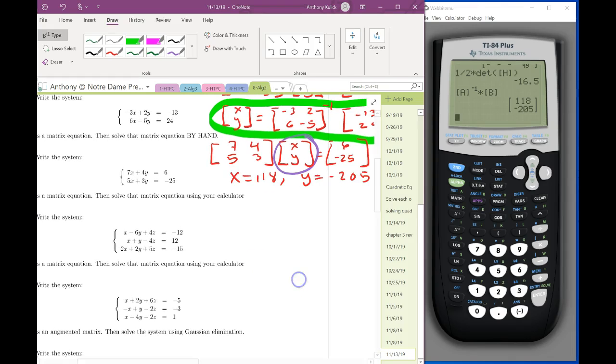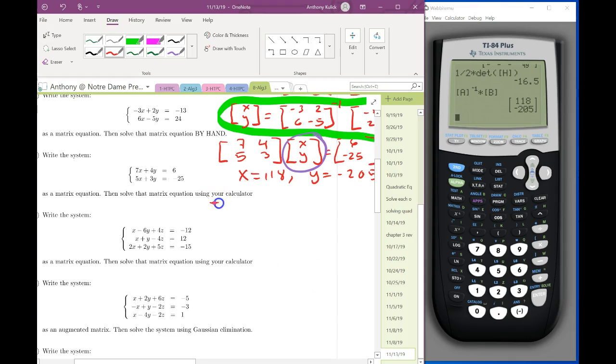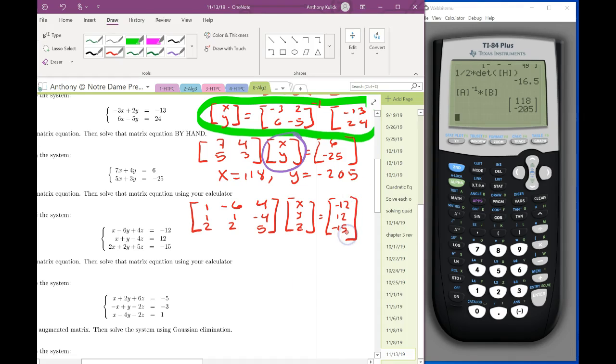All right, so again, we're asked to write this as a matrix equation. So, just like before, I'll start by writing my coefficients matrix times my variables matrix equals my solutions matrix. And then I know the solution to this matrix equation is just going to be the inverse of the coefficients matrix times the solution matrix. And I'm going to do that part on my calculator.